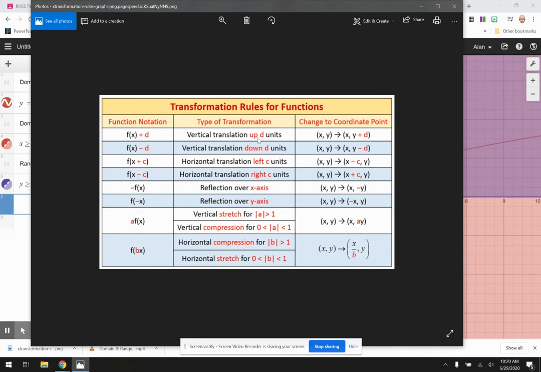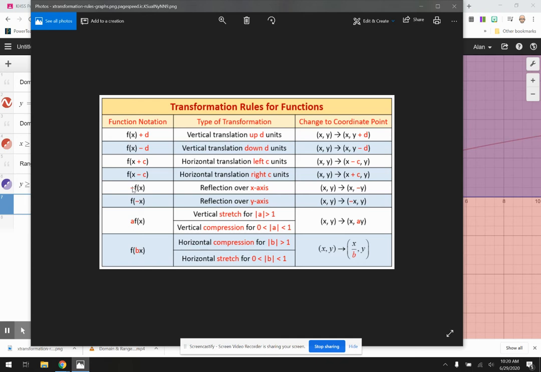If you add to the function on the outside of x, where you're not touching the x at all, that's just a vertical shift up however many units you are putting here for the d. Minus d would be down. Now, if you're adding to the x, like the radical, and then you have x plus c inside of the radical, then it's going to be a left translation. If it's x minus c inside of the radical, then that's a right translation.